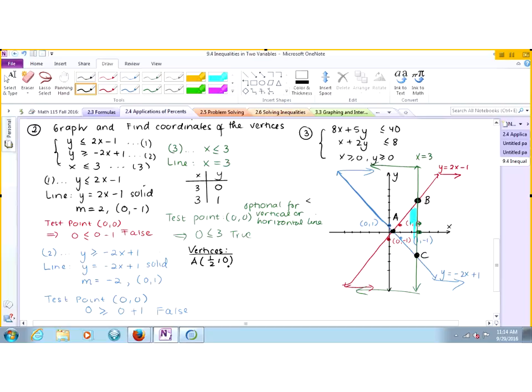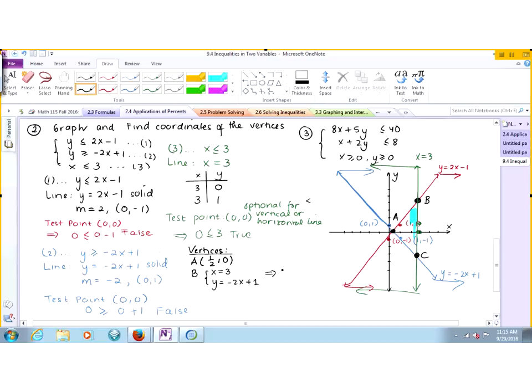So B, how do I find B? Any idea? How do I find the vertices in B? Well, what do you know about B? X is 3, yeah. So you know that this is formed from the intersection of x equals 3 and what is this line? Oh, I already labeled this. This is y equals negative 2x plus 1. So how do I find the intersection? Yeah, you just substitute.